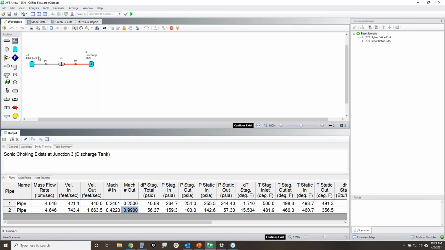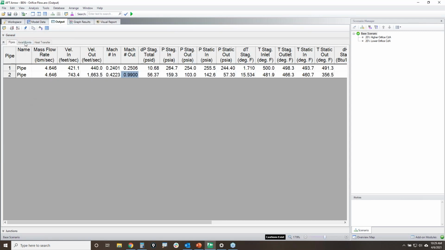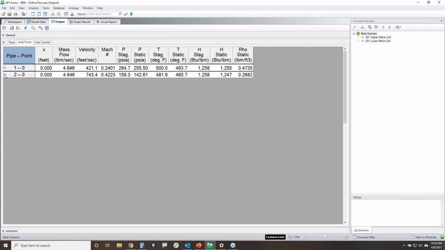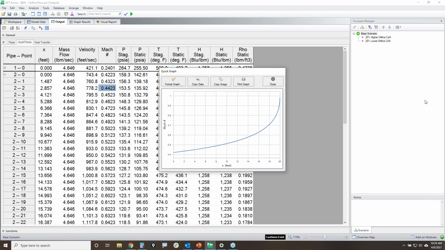But what's really going on inside this 20-foot long pipe here? Well, I'll reset the windows here. If we were to take a look at the axial points, I can expand pipe 2 and right click on any of these cells and do a quick graph. This shows you how the Mach number increases down the pipeline. It starts to increase dramatically in the last few feet. So that's the nature of compressible flow.